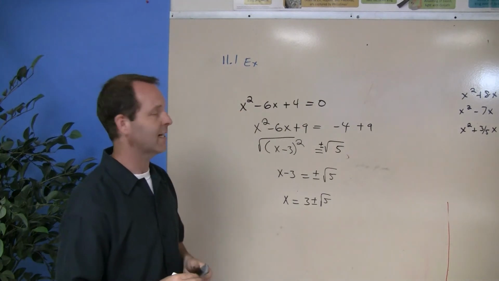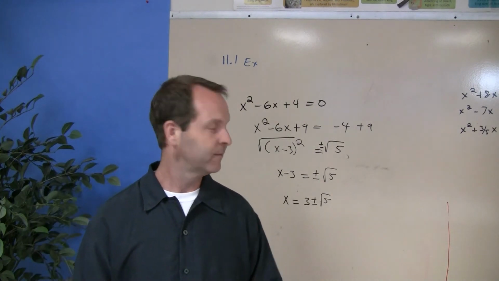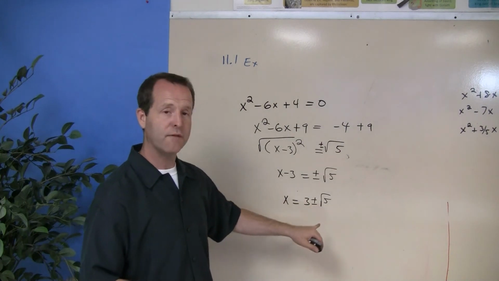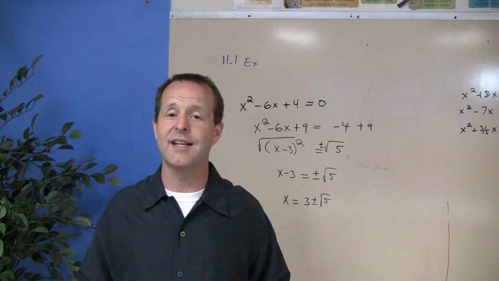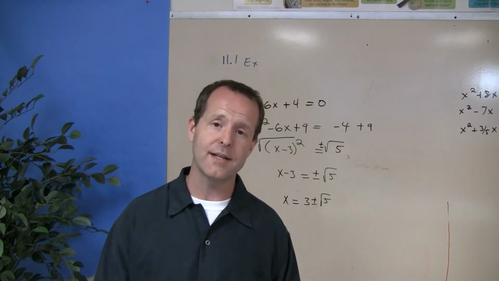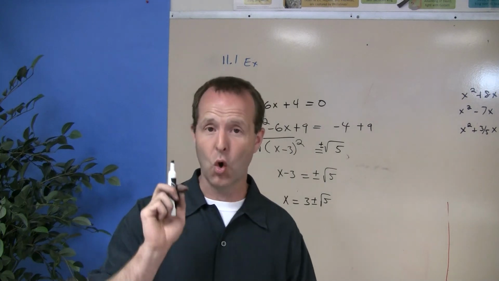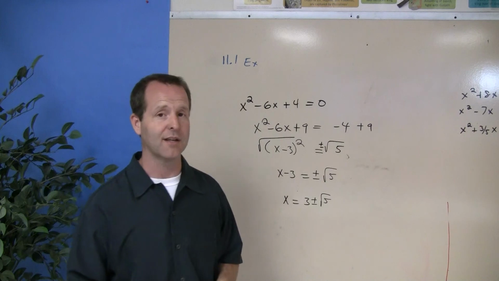X squared minus 6x plus 4 equals 0. What are the solutions to make that true? 3 plus square root of 5 and 3 minus square root of 5. I wouldn't have guessed that in a million years if I was trying to factor it out. But through the completing the square process, one that I need to practice over and over and over again, I was able to find the solutions to that particular equation.